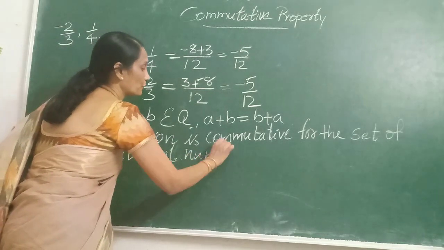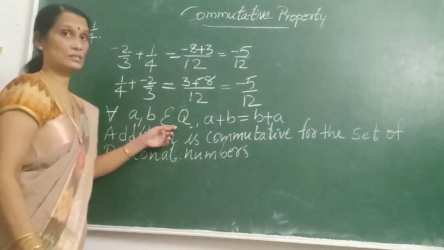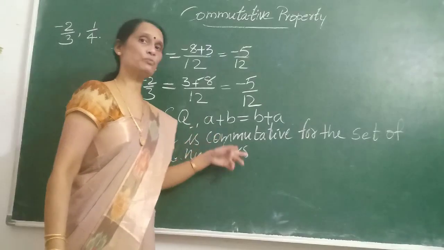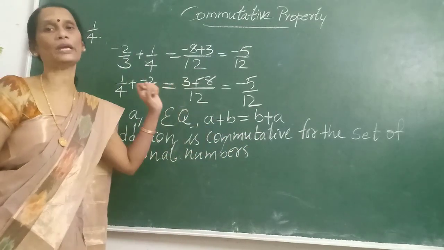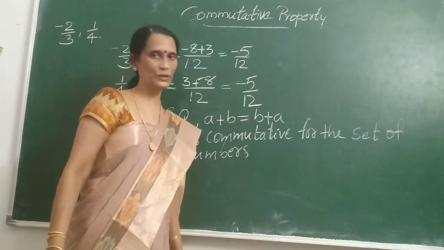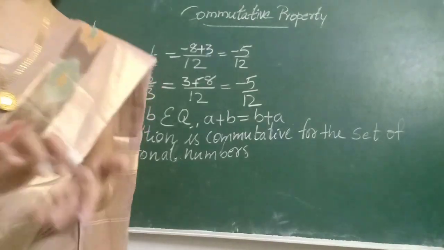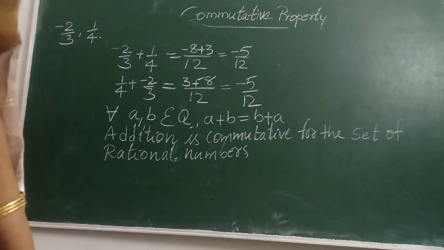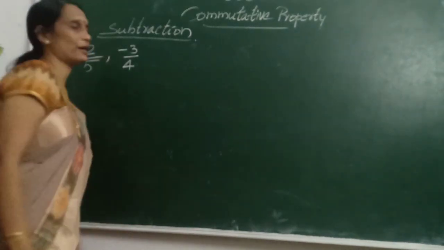Now let us check for subtraction also. For all A, B an element of Q, A plus B is equal to B plus A. That means addition is commutative for the set of rational numbers. Okay, got it? Now we will see for subtraction. Now let us check for subtraction.